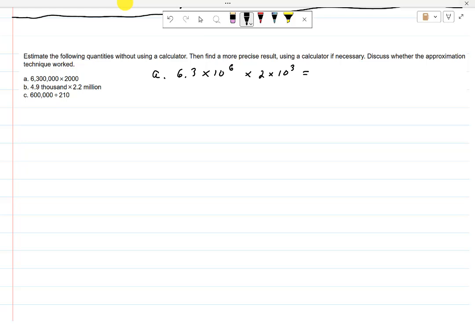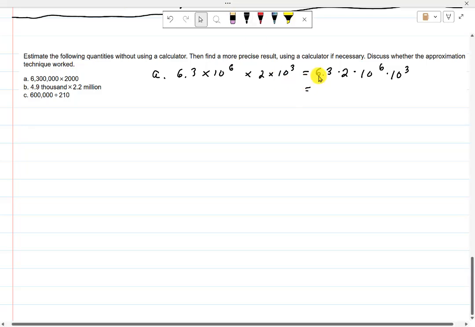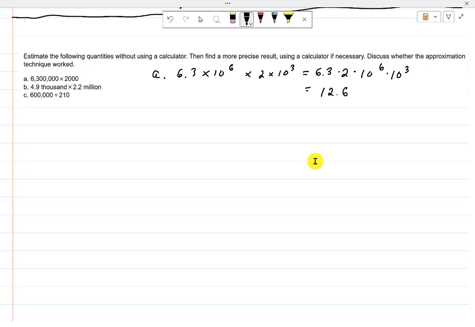Now, as I mentioned, you can move things around. I can do 6.3 times 2, and then I can have 10 to the 6th times 10 to the 3rd. So this one isn't so bad. I'm going to have 12.6 for those two numbers, and then I'm going to have 10 to the 6 plus 3. So we have 12.6 times 10 to the 9th.